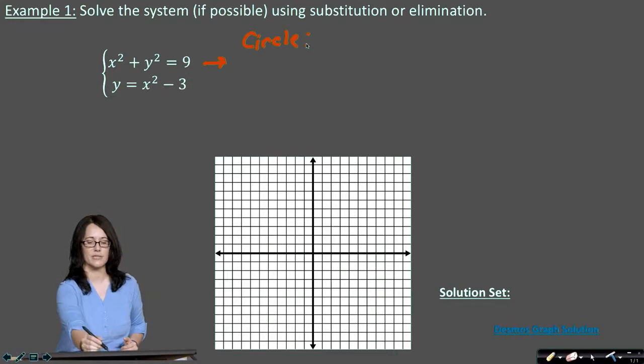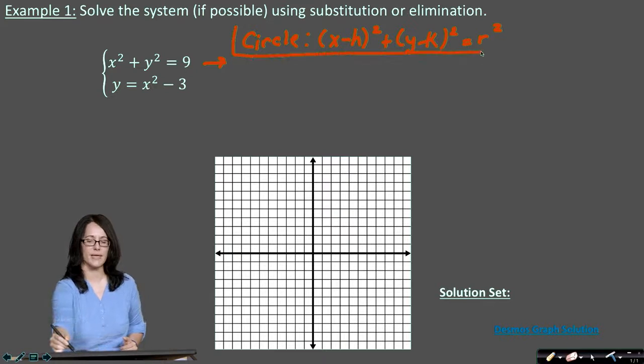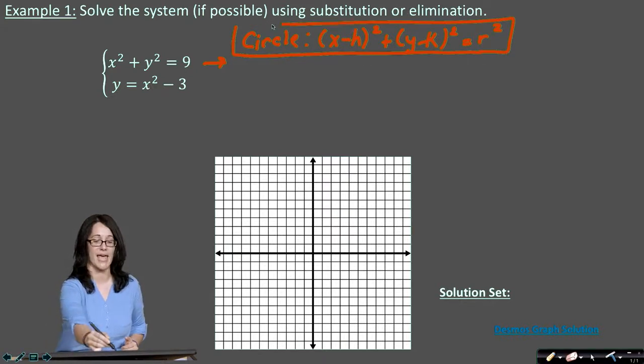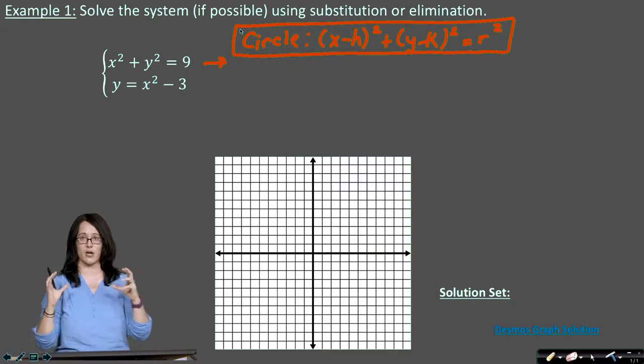Remember that a circle in standard form came from the distance formula and the Pythagorean theorem. It said (x minus h) squared plus (y minus k) squared equals the radius r squared. So it's directly from the Pythagorean theorem and the distance formula. That's our standard form of any circle whose center is (h, k) and whose radius is the number r.